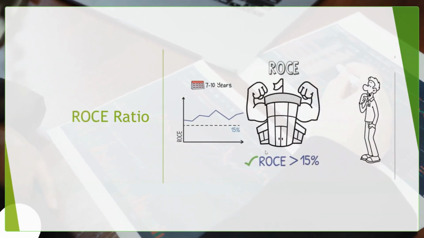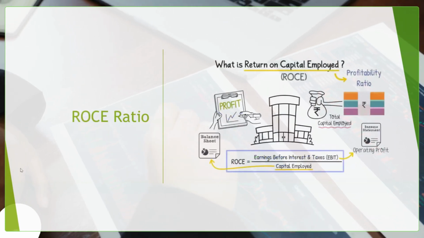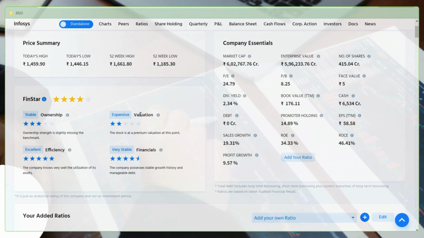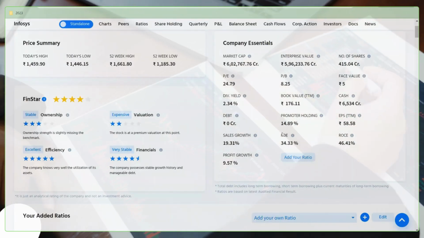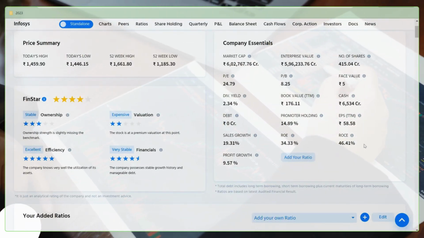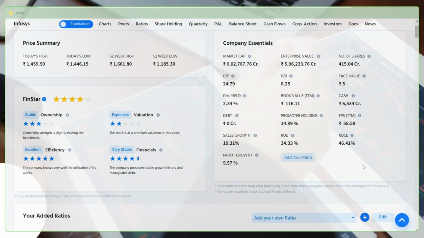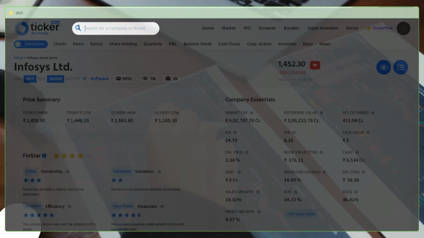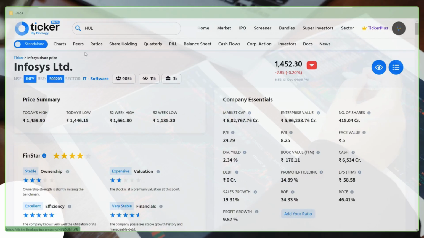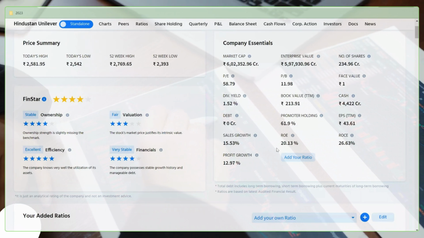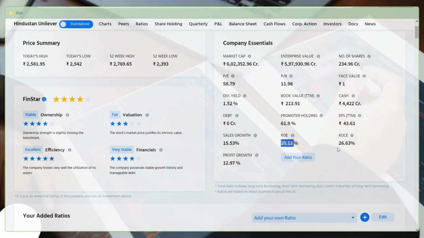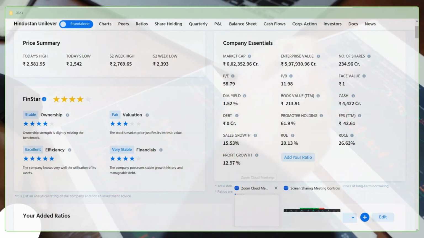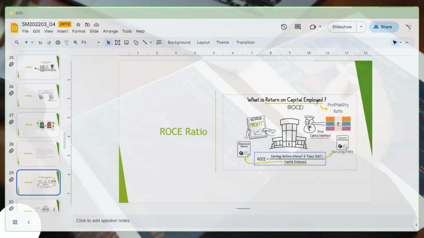Okay, so let's see. TCS is a debt-free company, I know. So let's see TCS ROE and ROCE. Infosys debt is 0, but the ROCE is showing a bit different because of the preferential shares or reserves they have, right? Based on that. So let's see HUL. HUL ROE and ROCE are almost 6%. They are showing different because of the reserves, preferred shares and all that calculation.